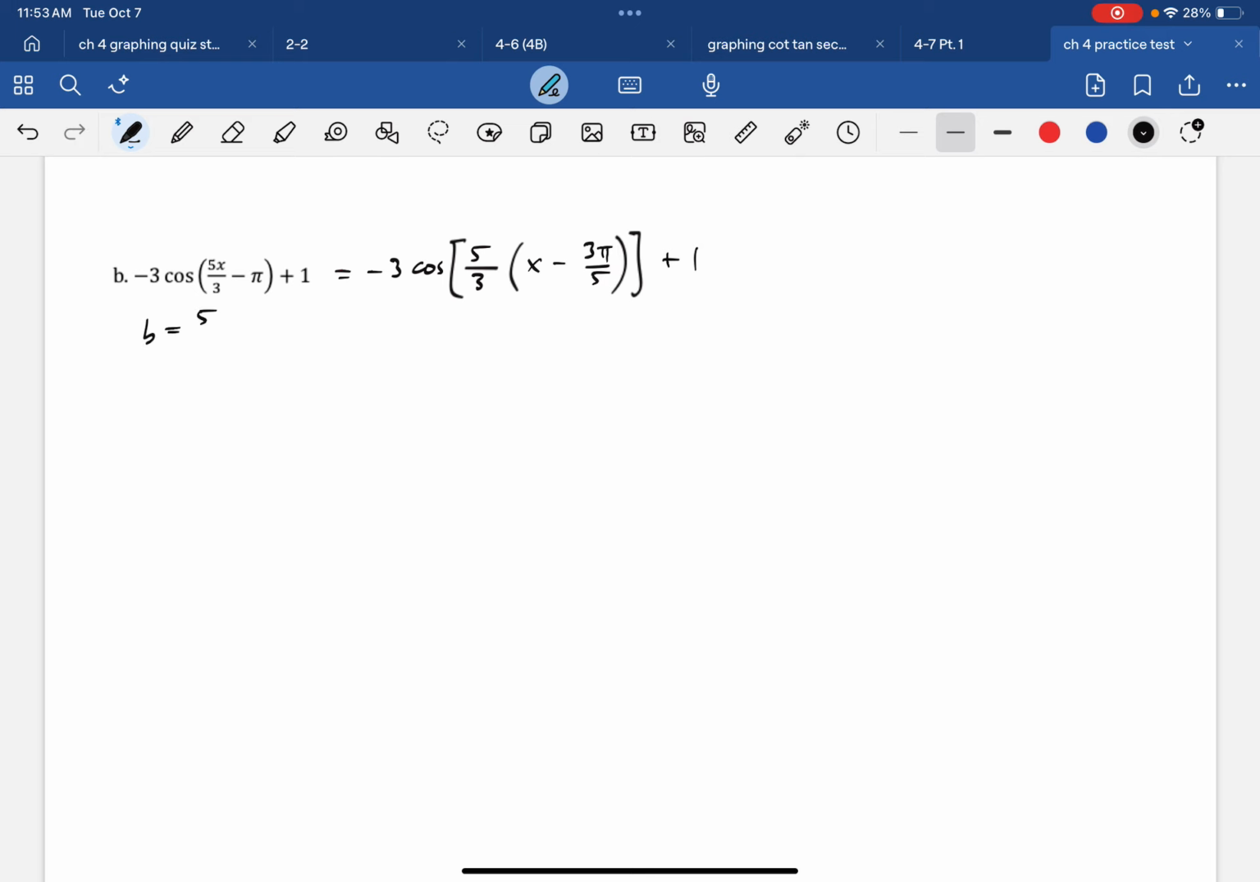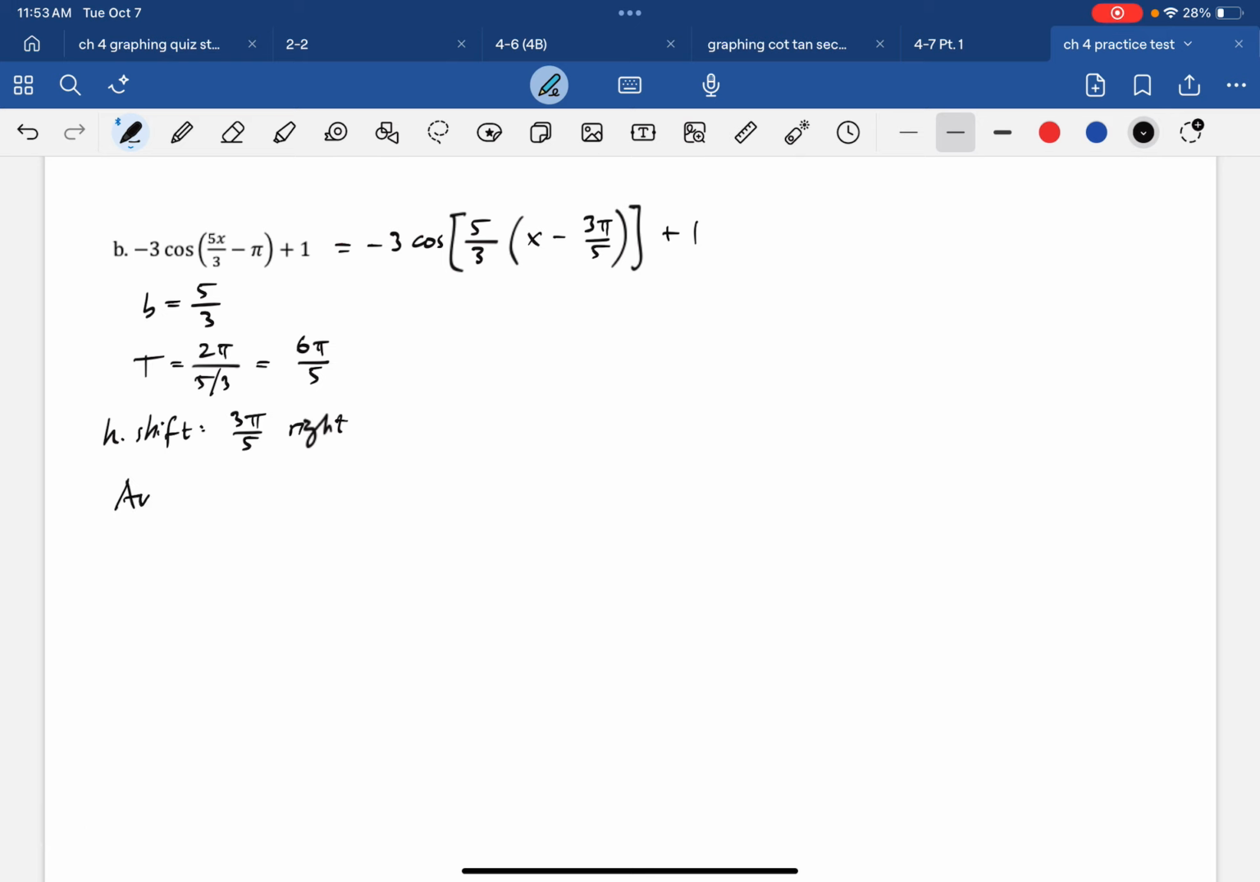First, the b value is 5/3. So that means the period is equal to 2 pi divided by 5/3, which is 6 pi over 5. Next, the horizontal shift is 3 pi over 5 to the right. Next, the average is 1. And then the maximum is just the average plus the amplitude, which is 3. So the maximum is 4, and the minimum is the average minus the amplitude, which is -2. Now I can graph.